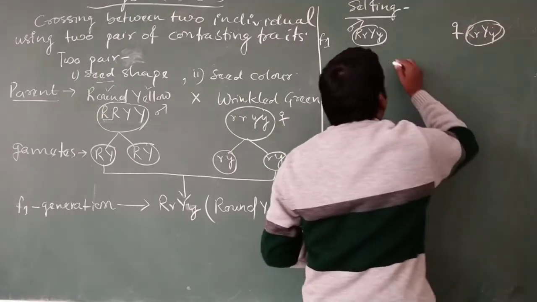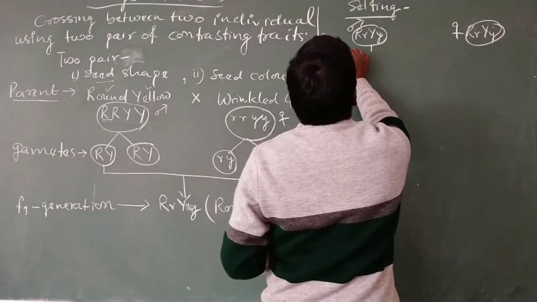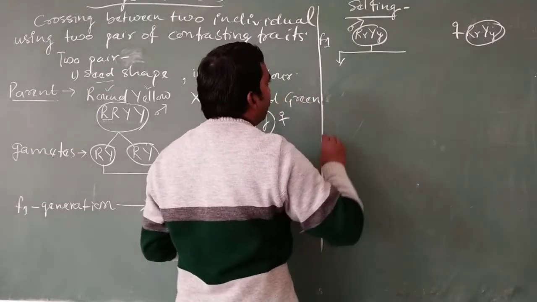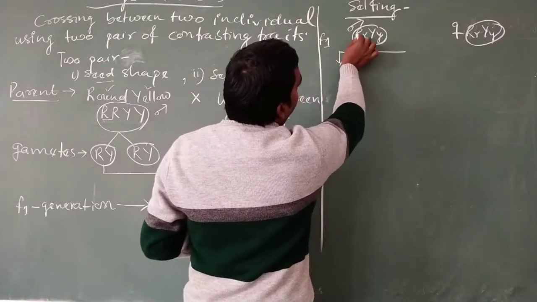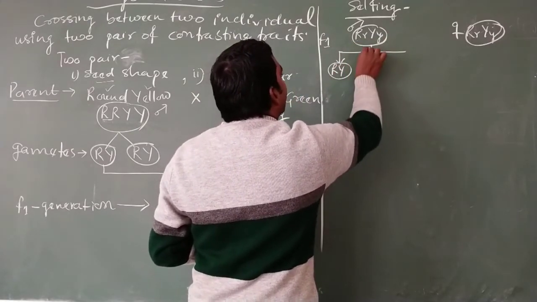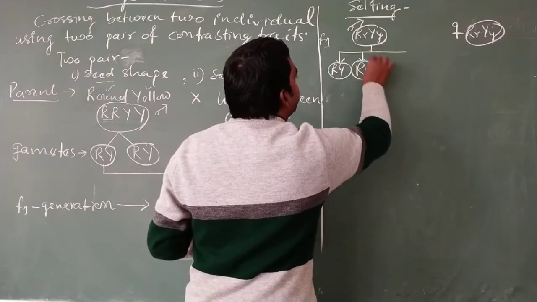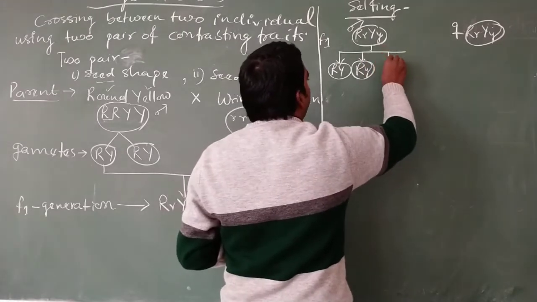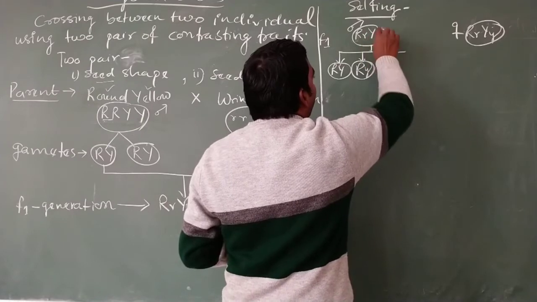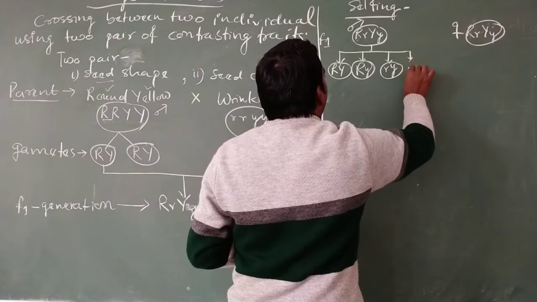So if we try to make gametes, there is the possibility of making four kinds of gametes. What will be the four kinds of gametes? Capital R capital Y, then the second possibility, capital R small y, then the possibility of small r capital Y, and the last possibility, small r small y.